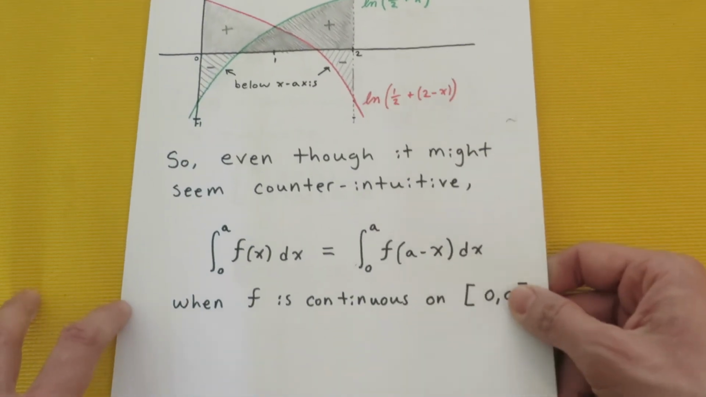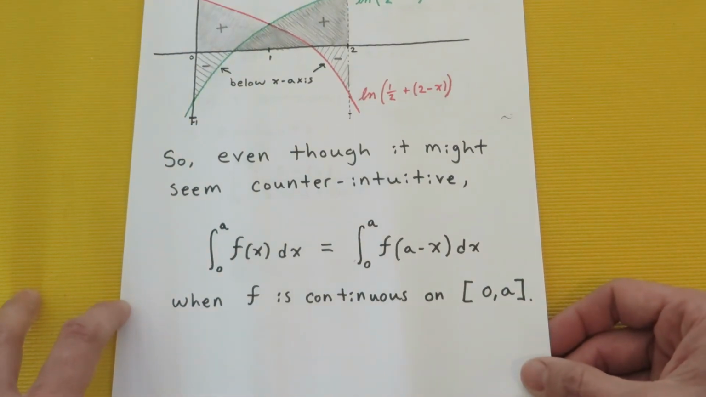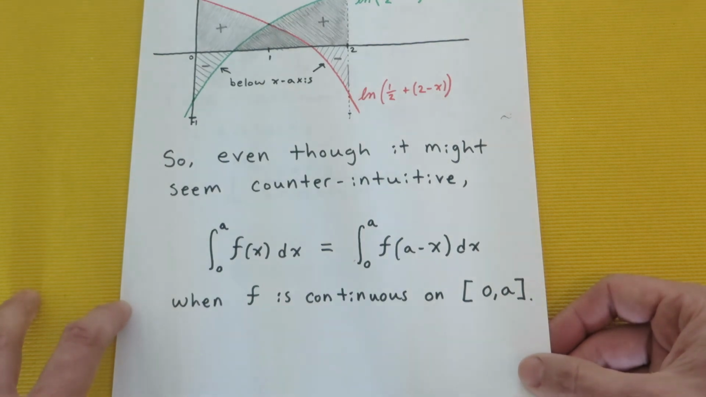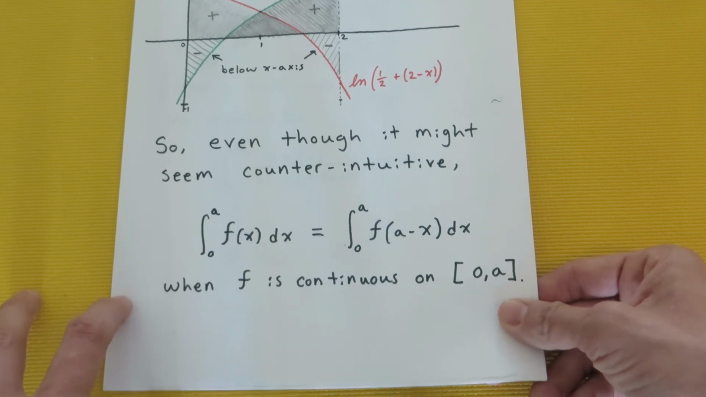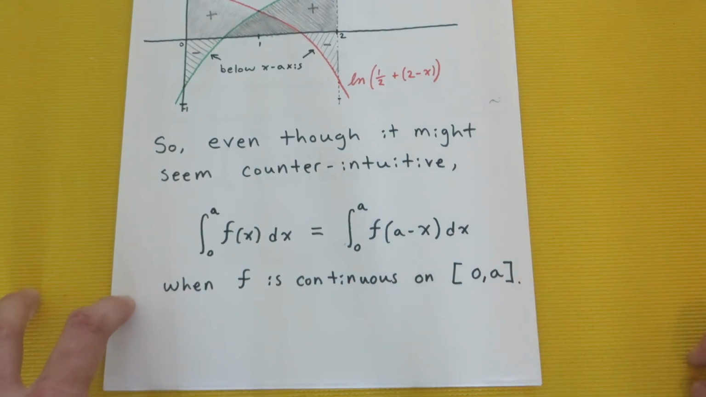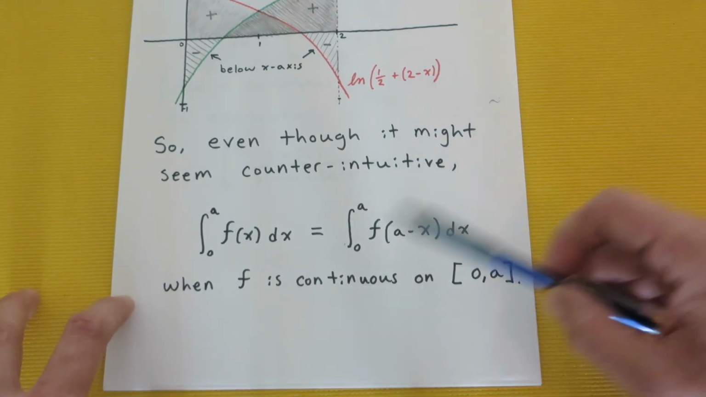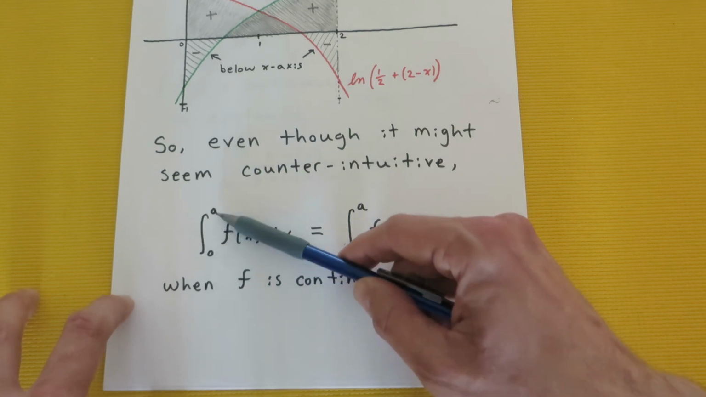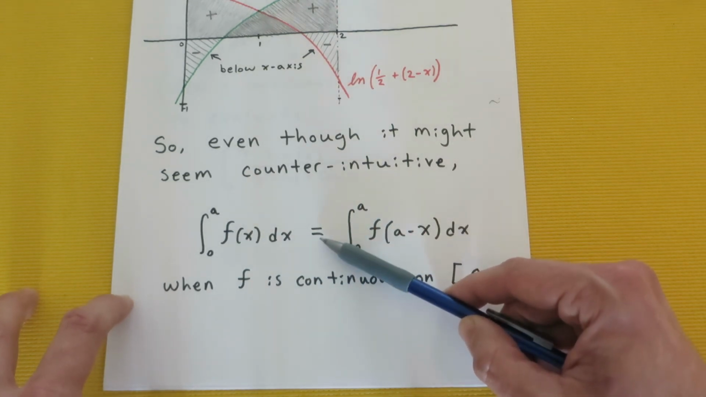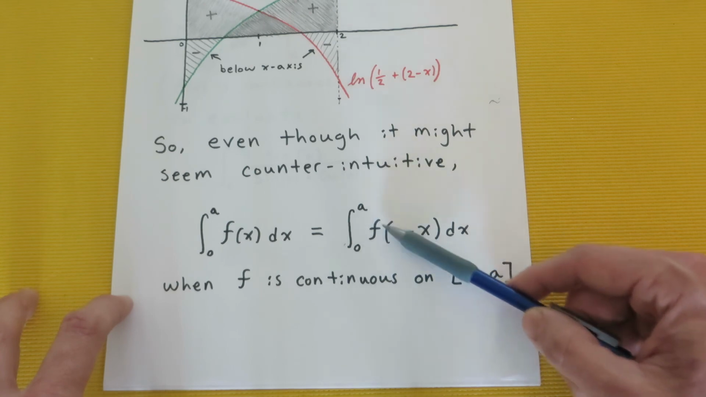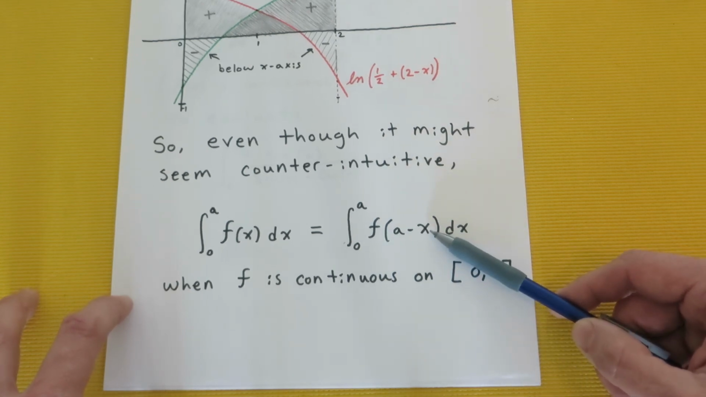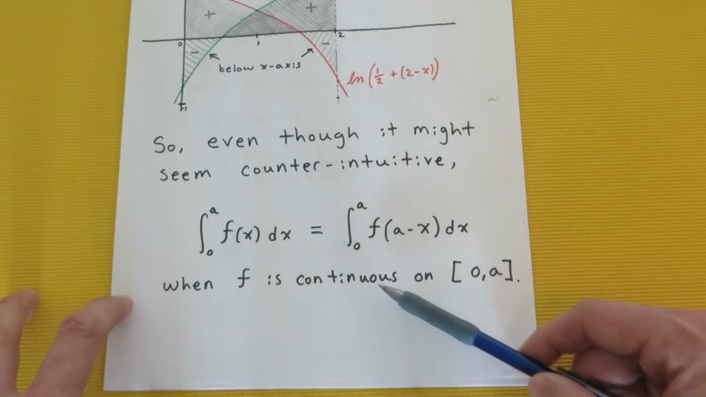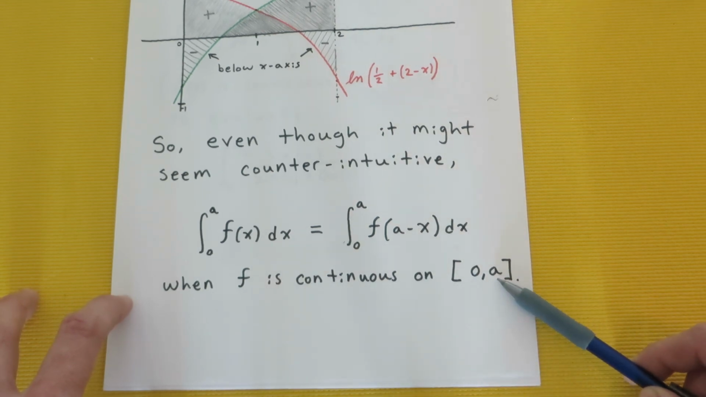So even though it might seem a little bit counterintuitive, and hopefully you appreciate the broader geometric implications of this, we have just proven, both notationally and geometrically, that the integral from 0 to a of f of x dx is equal to the integral from 0 to a of f of a minus x. And that holds true when f is continuous on the interval from 0 to a.